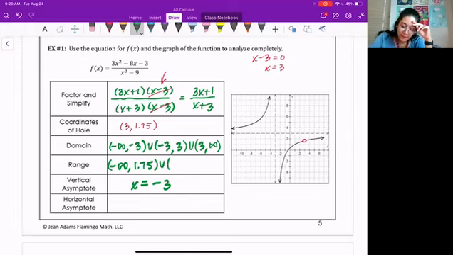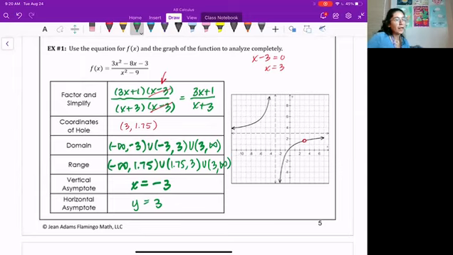So I keep going up, up, up, and it looks like I have a horizontal asymptote at y equals positive 3. I'm never going to get positive 3 as an output for this function. And then after that, I go up to infinity.